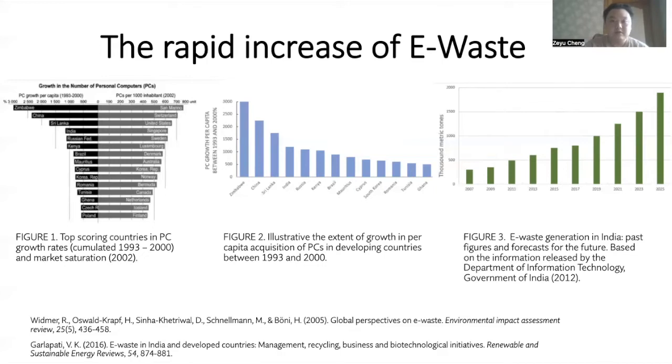These three images show the global growth of personal computers, and also the current and projected situation of e-waste in India. It can be clearly seen that as the main generator of electronic waste, personal computers increased significantly around the year 2000. And when these electronic devices are retired, a huge amount of electronic waste will be created.